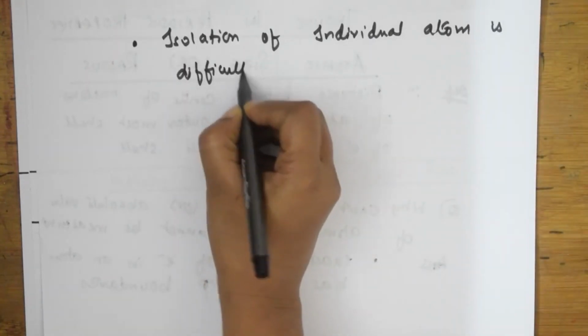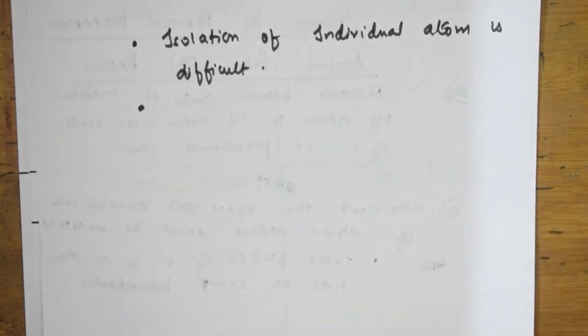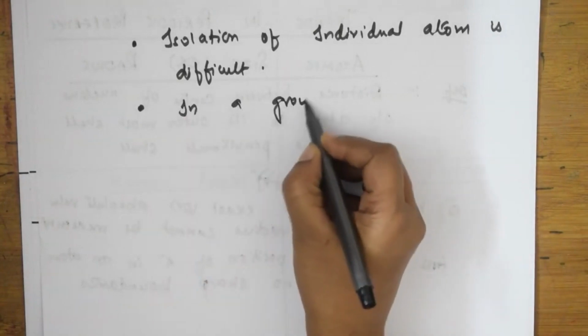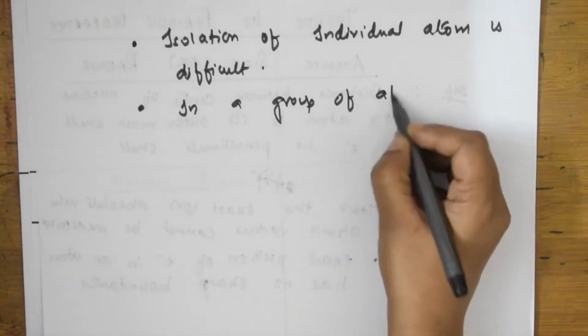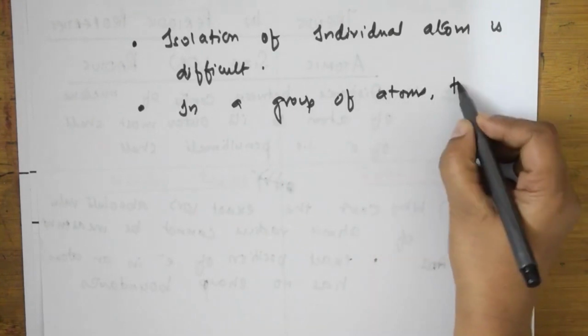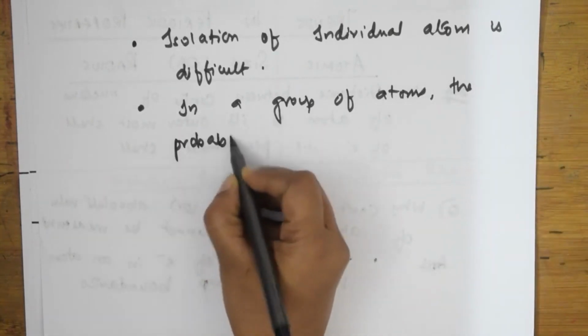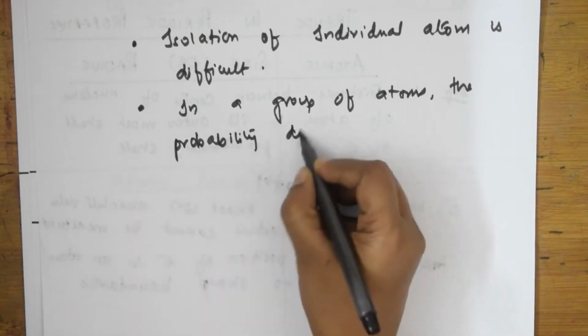So, because I can't isolate an atom, I can't measure the atomic radius either. Now, in a group of atoms, the probability distribution means the distribution of electrons. That also is very difficult, isn't it? Yes. So the next important thing: in a group of atoms, the probability distribution of electrons. We will first write how to present the answer, then we'll explain it.